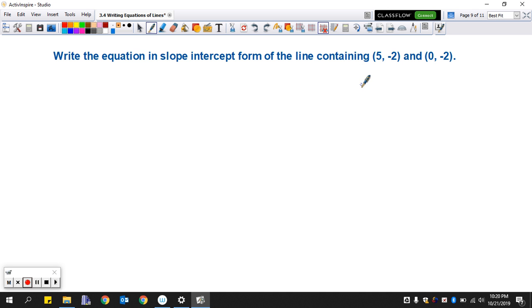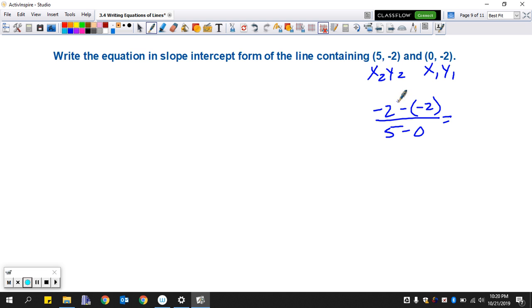All right, so once again, let's say this is x2, y2, x1, y1. All right, so we plug it in. Negative 2 minus negative 2. And then we have 5 minus 0.